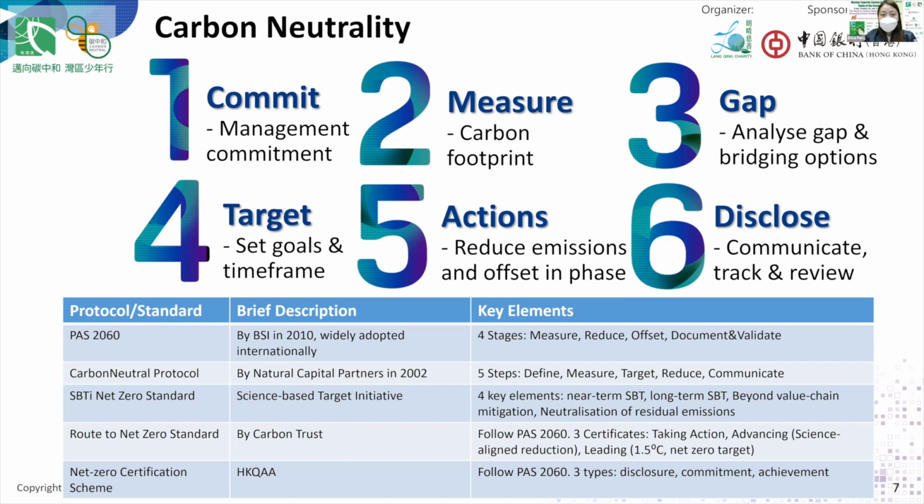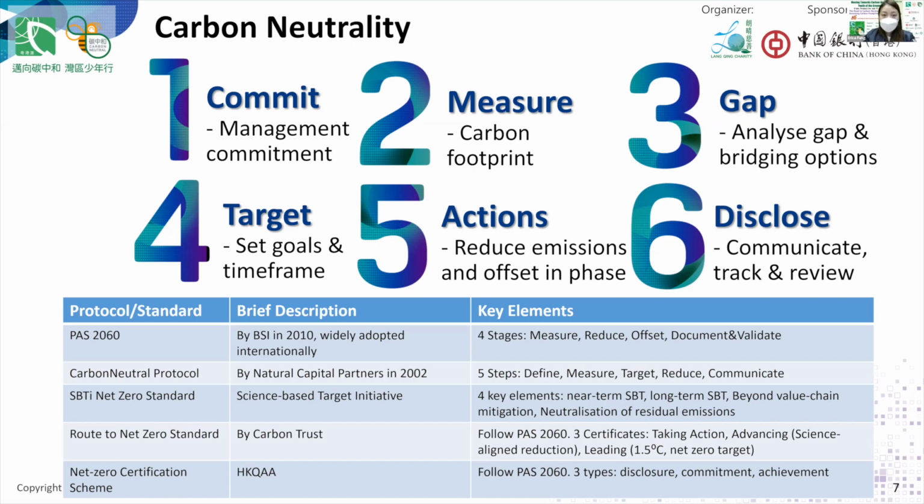And when we talk about carbon neutrality, there are 6 major steps. And the first one is to commit, to measure, the gap analysis, to set some target, to take actions, and to disclose. Actually, the first step is to allow the top management to commit the organization for achieving carbon neutrality. And the second step is to measure the carbon footprint of the organization. And the third one is to analyze the gap and bridge between the gap and the commitment.